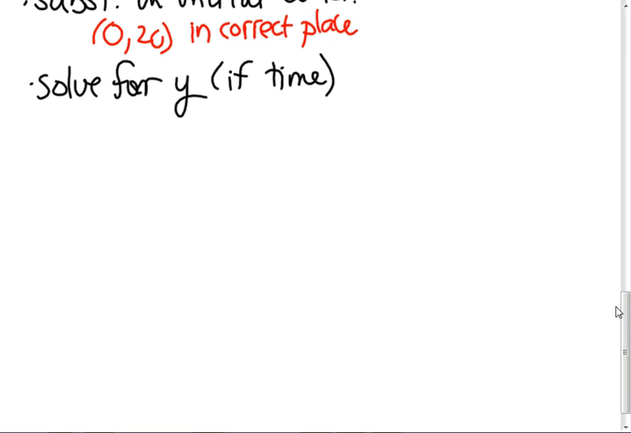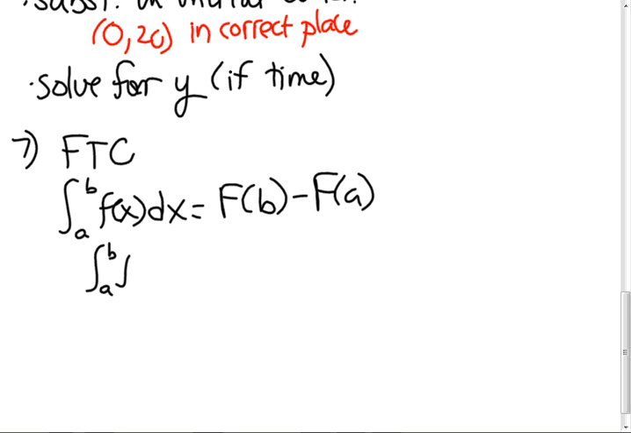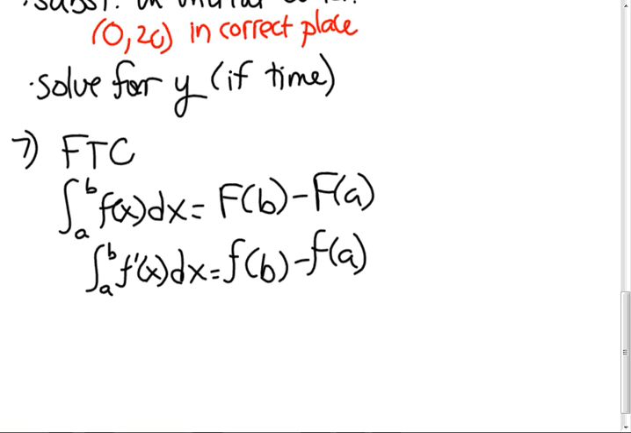The other big thing is the fundamental theorem of calculus. The integral from a to b of little f of x dx is equal to F of b minus F of a. Often they give you the integral from a to b of f prime of x dx. Well, that's f of b minus f of a. And guess what that is? No, I don't have a denominator, but that is the total change in f. This is the total change in capital F. This is the total change in little f, whatever it represents.